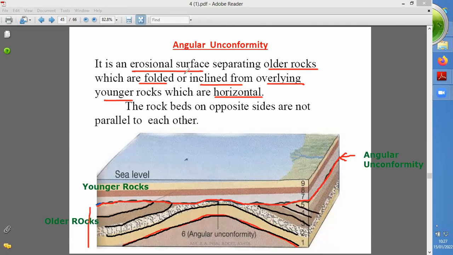When you look at its dip direction, I think you know what the meaning of dip direction is. Dip direction means sloping direction. Sloping direction here, sloping direction is here, sloping direction is in this direction. So the older rocks which are present below the unconformity line are inclined rocks, which means they are not exactly horizontal, they are folded. One fold is formed. What is the meaning of fold, we have discussed that.